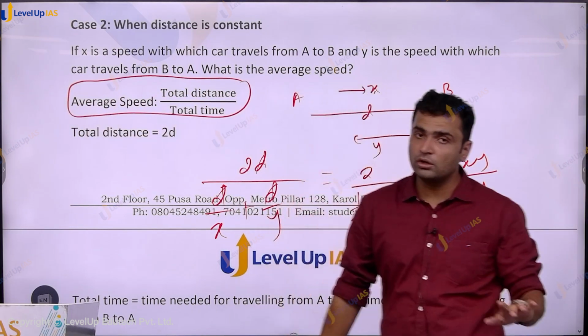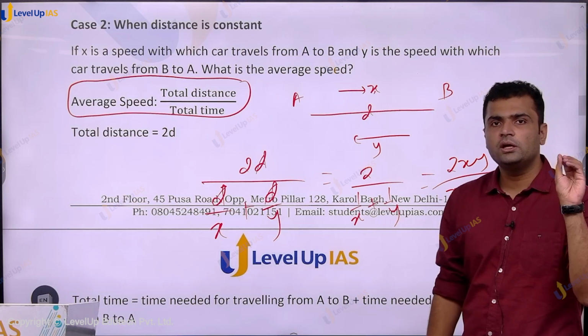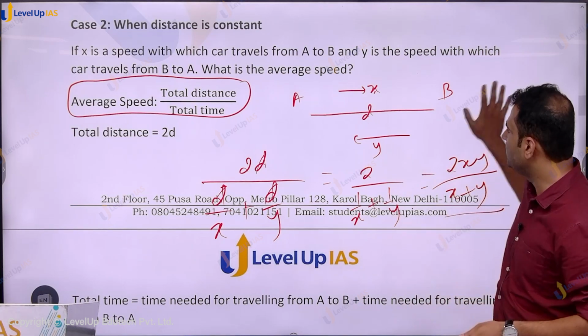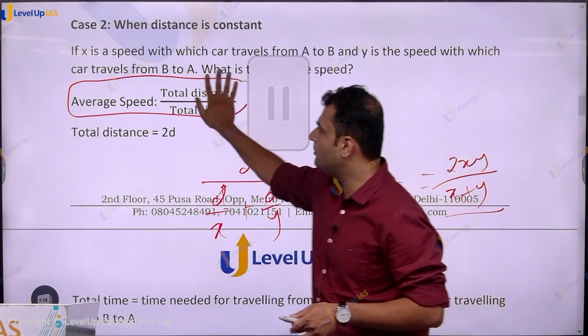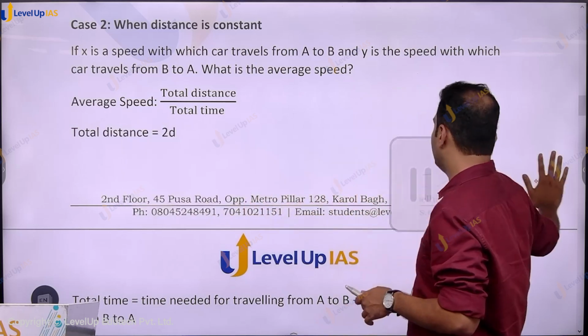But always do this. If you ever want to find out average speed, it is simply total distance by total time. Find the total distance, find the total time, divide, and you will get the average speed.